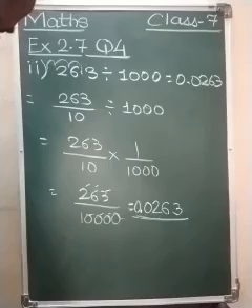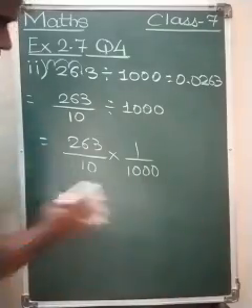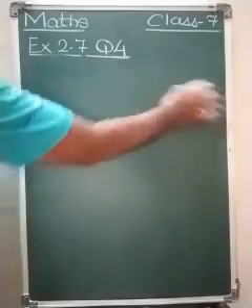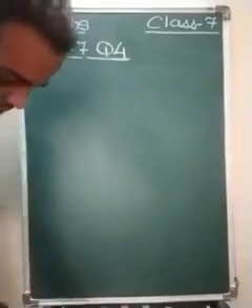Total 5 sums are there. 2 we have already solved. One more we will solve, then take the 2 sums for the homework. Anyone we can solve, and then 2 sums will be given for the homework. Okay, 5th sum we will solve. Interesting sum.